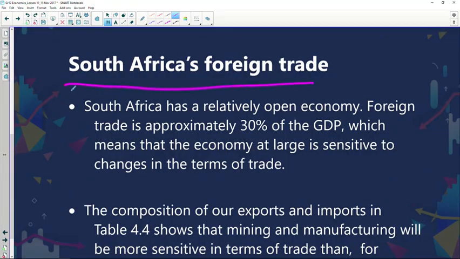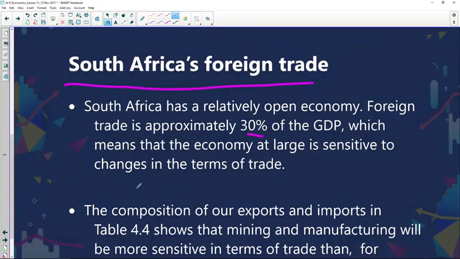So South Africa has a relatively open economy. Foreign trade is approximately 30% of the GDP, which means that the economy at large is sensitive to changes in terms of trade. Okay, so we are a very open economy. We do encourage trade with other countries because we know that we are not self-sufficient and that we are dependent on other countries for certain goods and services.